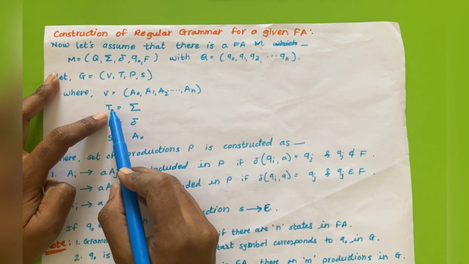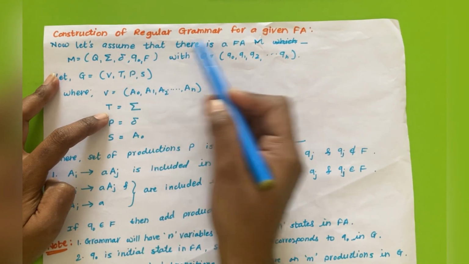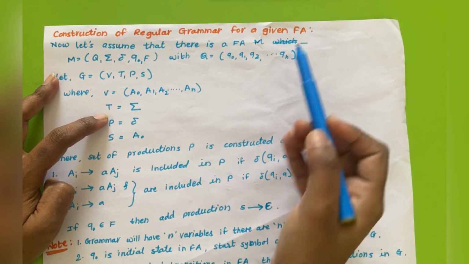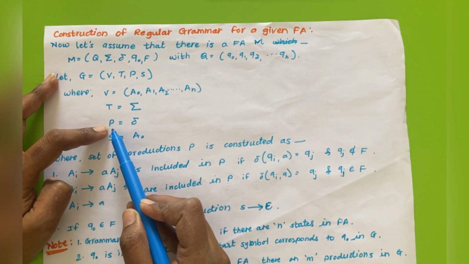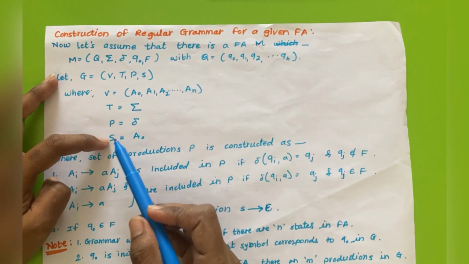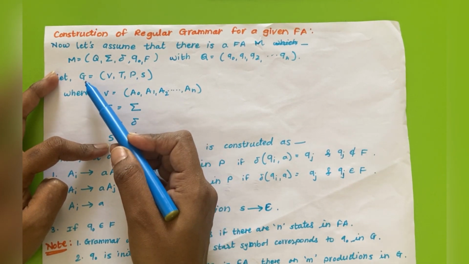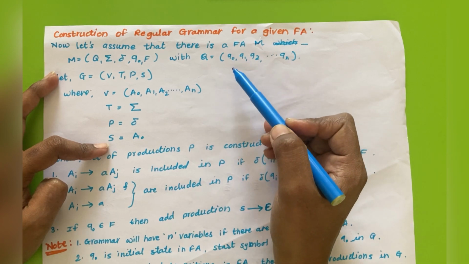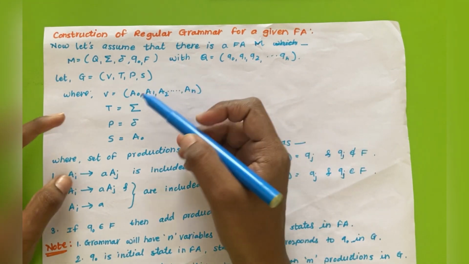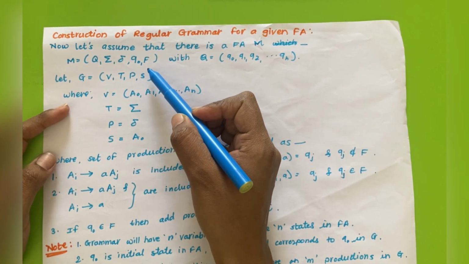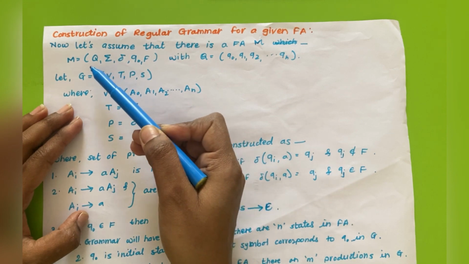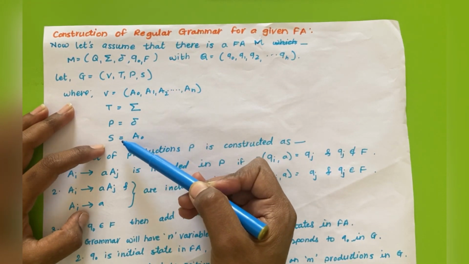Now T corresponds to the set of alphabets from finite automata. So the set of terminals corresponds to the set of alphabets in case of finite automata. Then the set of productions, that is P, corresponds to the set of transitions, that is delta in FA. Then the start symbol S from grammar corresponds to the initial state of the finite automata. And lastly we have F, but in case of grammar we don't need to consider the set of final states. So that is how we have correlated all the tuples of finite automata with the tuples of grammar.